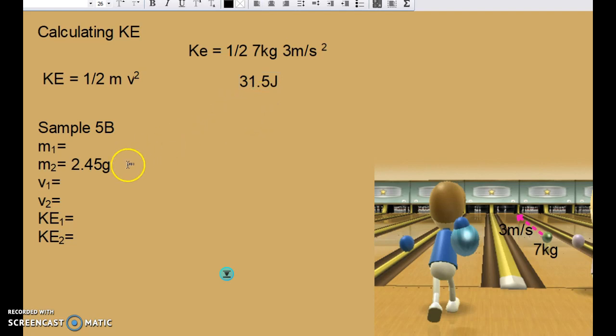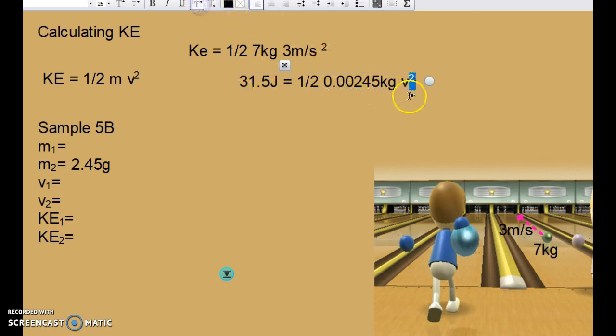The sample problem in the book also asks, how fast would a ping pong ball have to go to have the same amount of energy? So here's our ping pong ball mass. We'd set it up like this: 31.5 joules equals 1/2 times 0.00245 kilograms times v squared. That's a kicker right there. You have to make sure you have that.